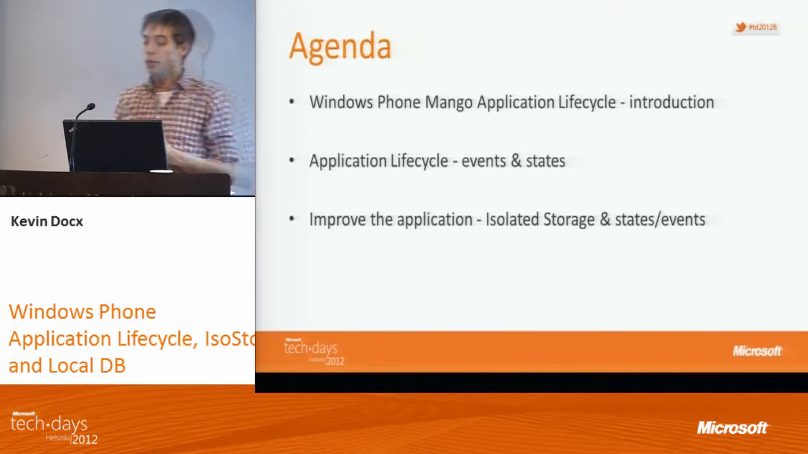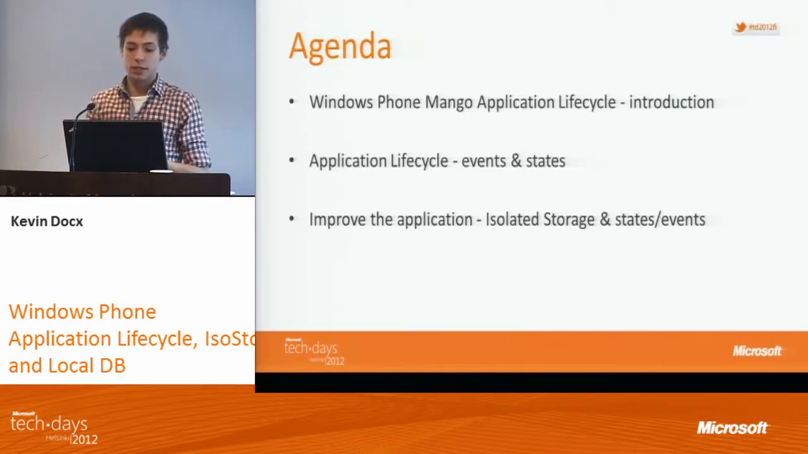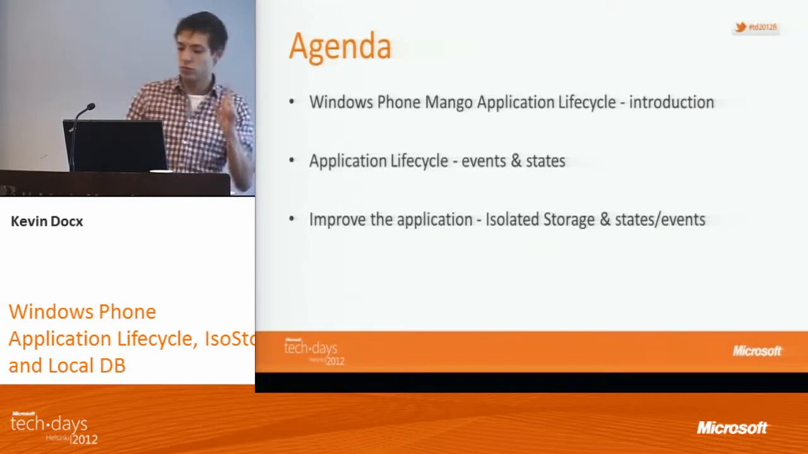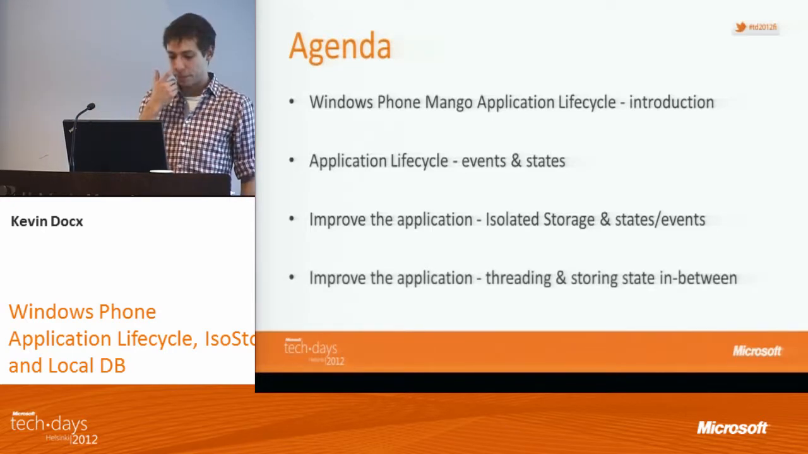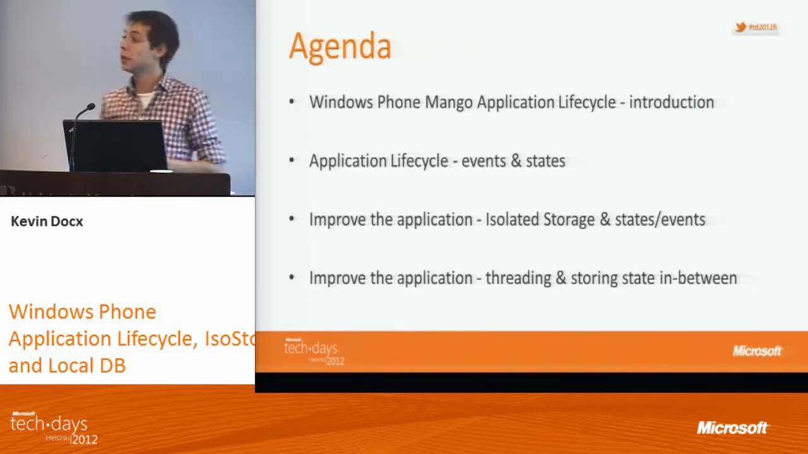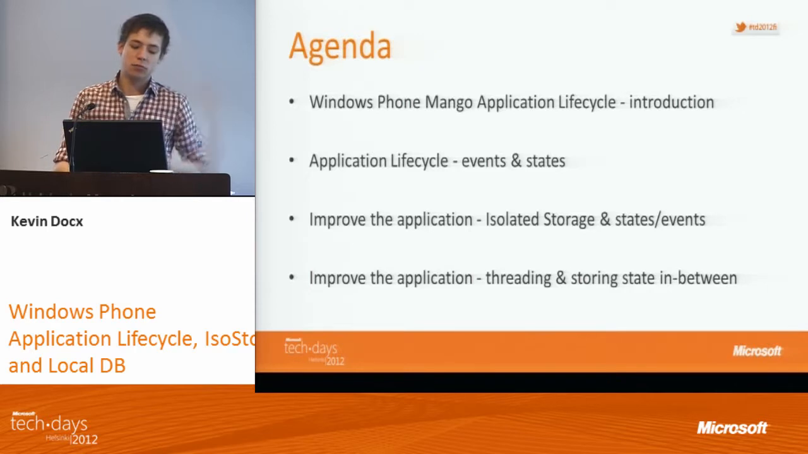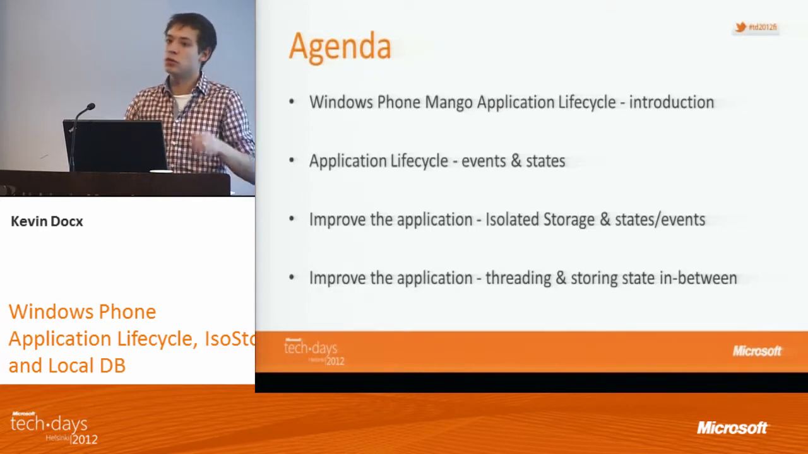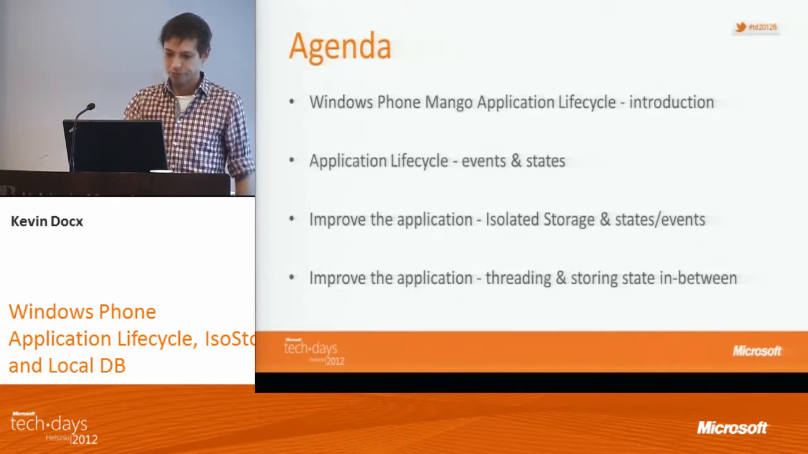So after I explain the application lifecycle events and states, we'll look into how we can improve the application by using isolated storage to save state between different instances of my application. And we can see what we can do to further improve the application. So we're going to look at threading, multi-threading, getting big tasks on the background thread so the user isn't blocked, and storing state in between, so not only at start and end.